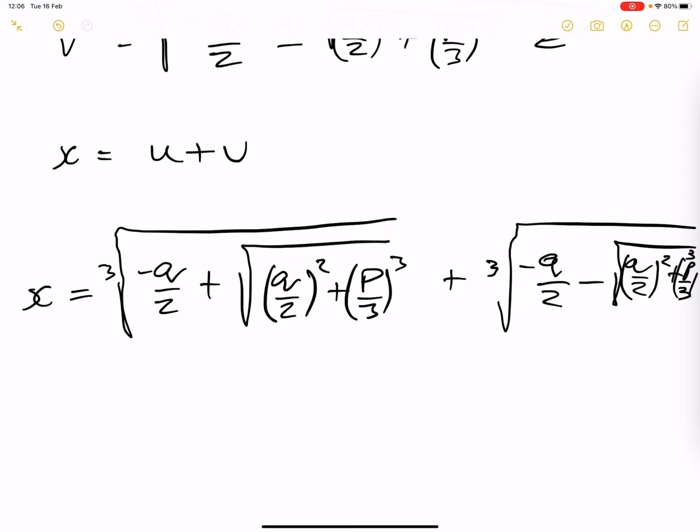That's a bit saddening. But that's your cubic formula, and I will go into far more detail about cubics in the next video, but that is the basics of deriving the cubic formula.